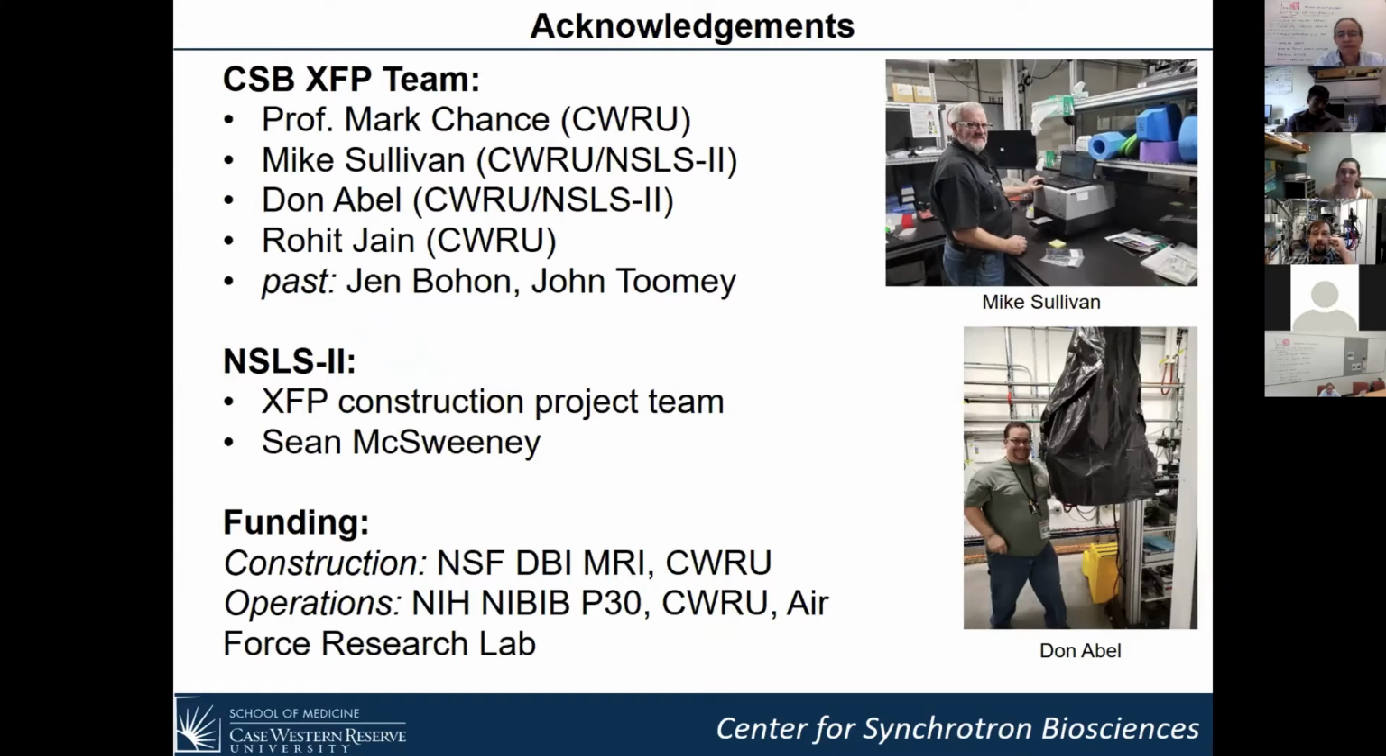We have acknowledged members of the CSB XFP team led by Mark Chance at Case Western Reserve University. Here at NSLS2, besides myself, we have Mike Sullivan and Don Abel. Today is Don's last day on the beamline. He's moving to a new position at NSLS2 starting Monday. And we have Rohit Jain, who's a postdoc focusing on science applications of footprinting. He's based at Case Western, but he visits Brookhaven a lot. And in the past, Jen Bowen contributed a lot to the development of the beamline, as did Sean Toomey.